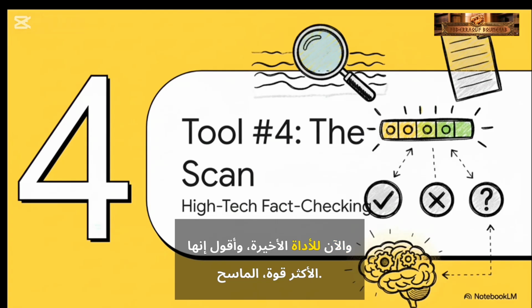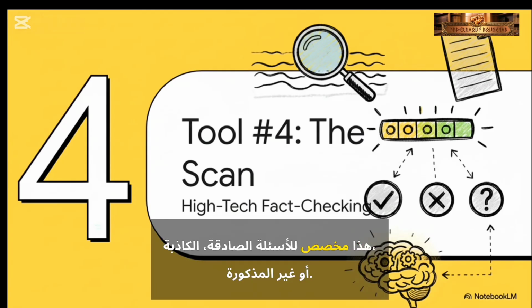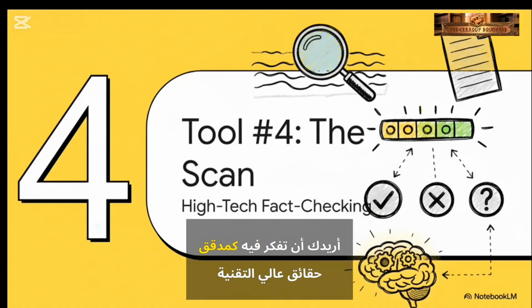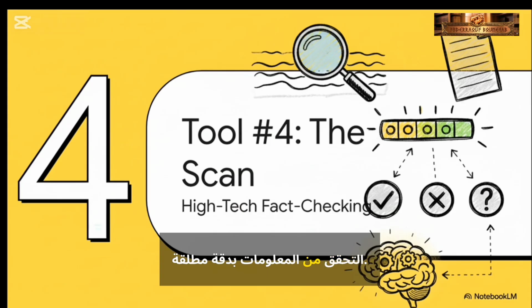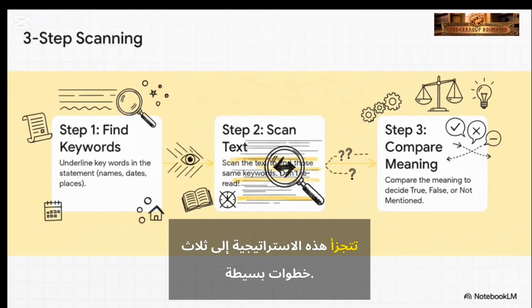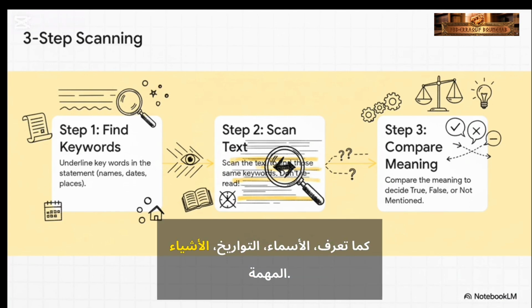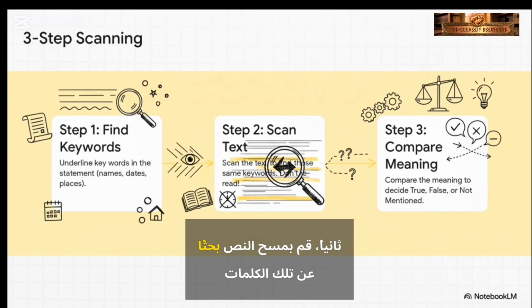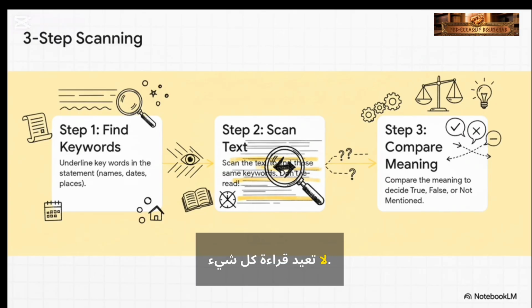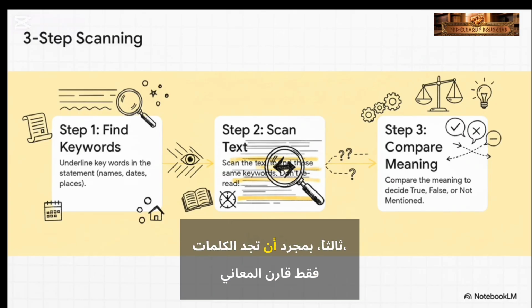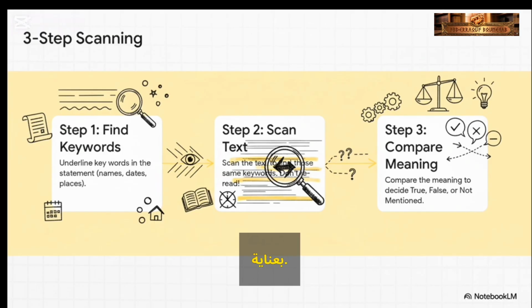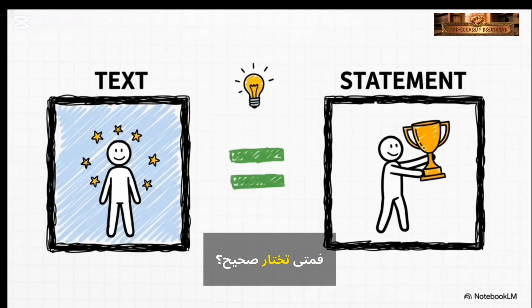And now for our final and, I'd say, most powerful tool, the scanner. This is for those true, false, or not mentioned questions. I want you to think of it as a high-tech fact checker that helps you verify information with absolute precision. This whole strategy breaks down into 3 easy steps. First, underline the keywords in the statement. Names, dates, important things. Second, scan the text looking only for those words. And this is key. Don't reread the whole thing. Third, once you find the words, you just carefully compare the meaning. That's how you decide.